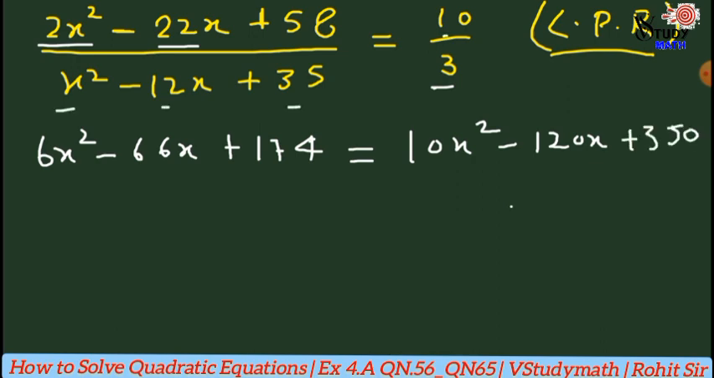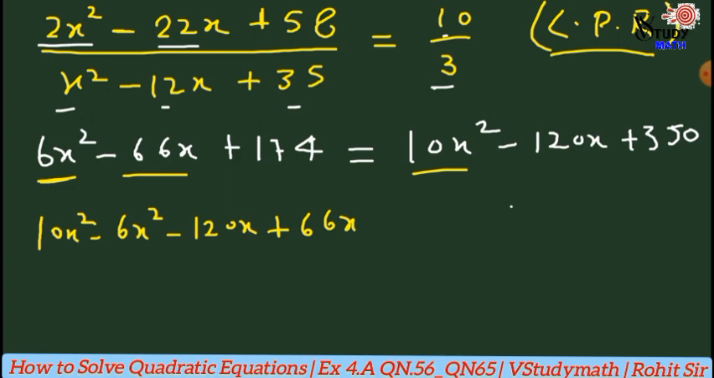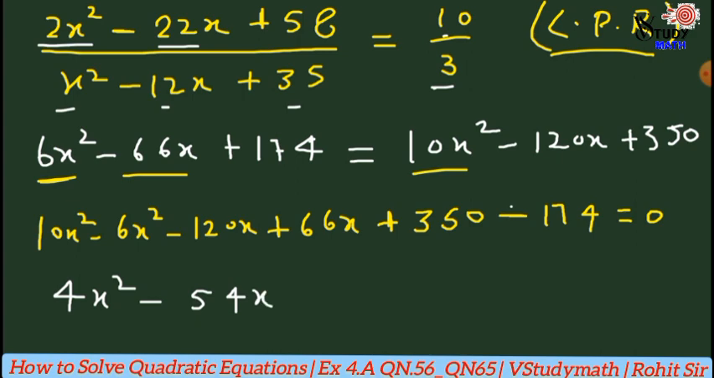Now make the standard quadratic form. When this 6x square goes to the right hand side, we can write 10x square negative 6x square negative 120x, and when this negative 66x goes to the right hand side, it becomes positive 66x. Now here we have positive 350 negative 174 is equal to 0. Now we have 4x square, here we have negative 54x, and here we have 176 is equal to 0.